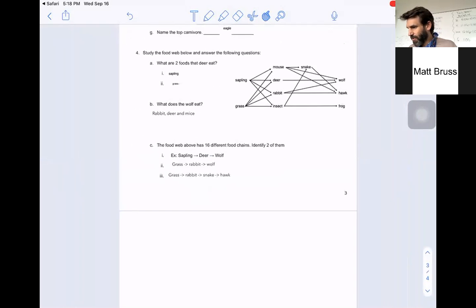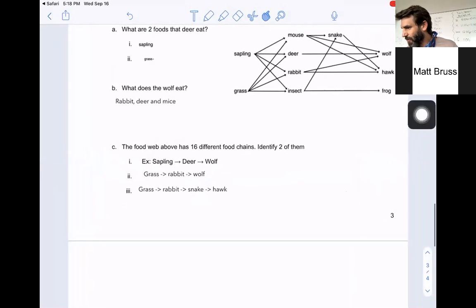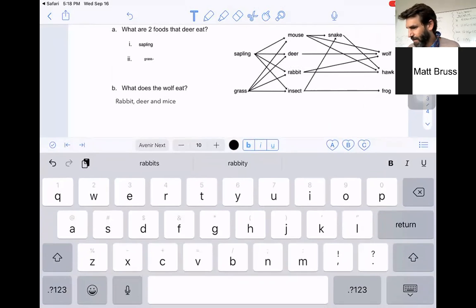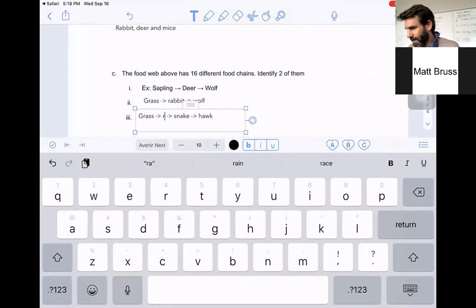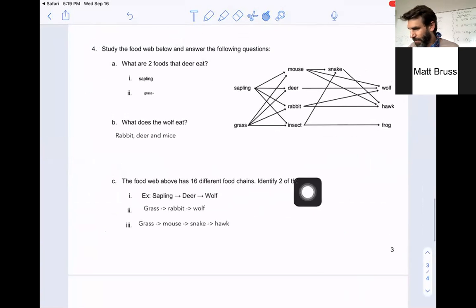Grass, let's make sure we have that. Oh, nope, it was grass to mouse. Oh, you guys maybe caught me there. Grass to mouse to snake to hawk. All right, let's edit this. Let's delete that. Yeah, grass to mouse. There we go. Let's see if that looks more right. So if I go up here and I say, is this a viable food chain? Grass to mouse to snake to hawk. Yeah, that looks like a better one.